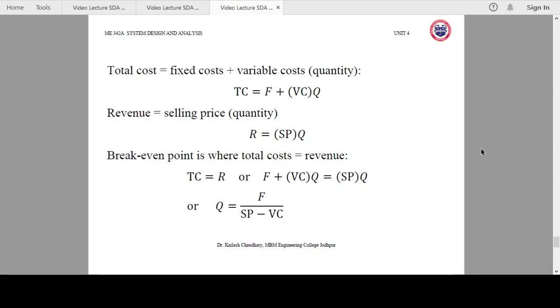As far as this break-even analysis is concerned, the total cost is the fixed cost plus variable cost. Revenue is the selling price multiplied by the quantity you sell. To calculate the break even quantity, you just set total cost equal to revenue, and once you do that, you get the quantity, and that is the break even quantity that is required to keep your business with no loss, no profit. So this is the quantity which gives you an idea that you should always produce more than this quantity to get the profit in your business.